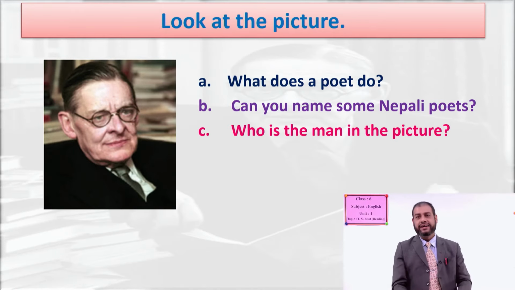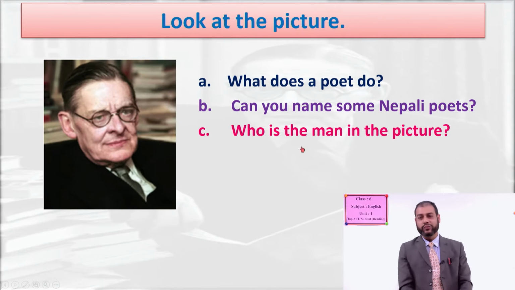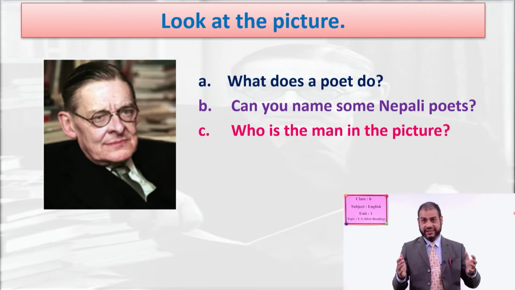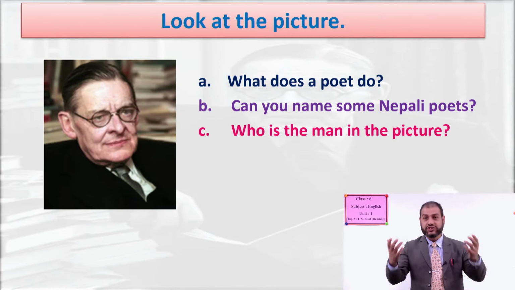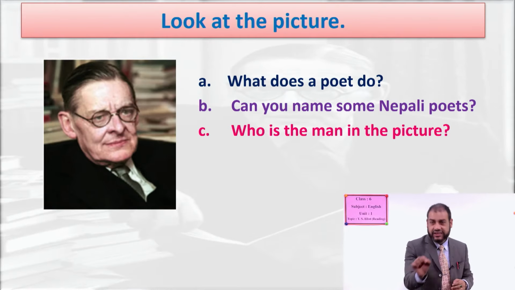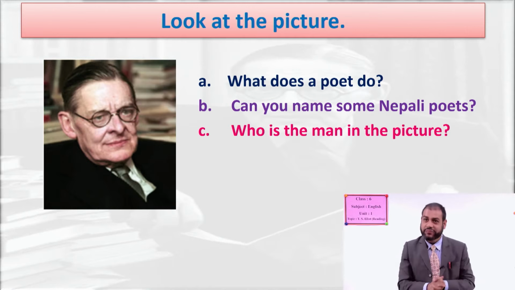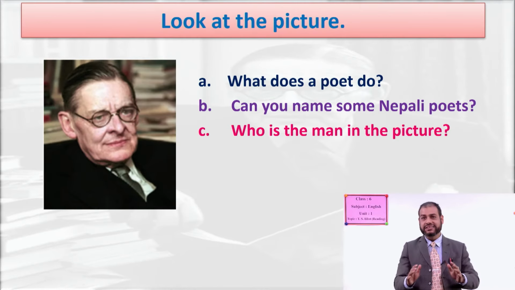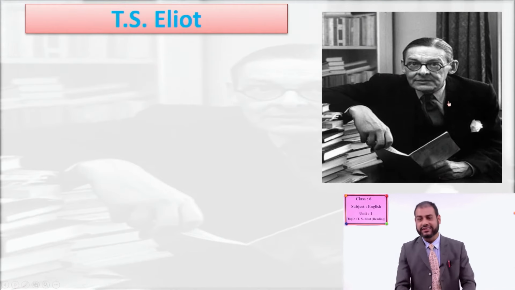Okay, that's good. Now, the third question for you is, who is the man in the picture? Do you know who he is? What is his profession? What is his job? Can you guess? From the first question, you can guess that the person shown in the picture is a poet. Okay, poet. So if he is a poet, then what is his job? What is his work? Yes, you are right again. His job is composing poems, writing poems. Yes, wonderful answer.